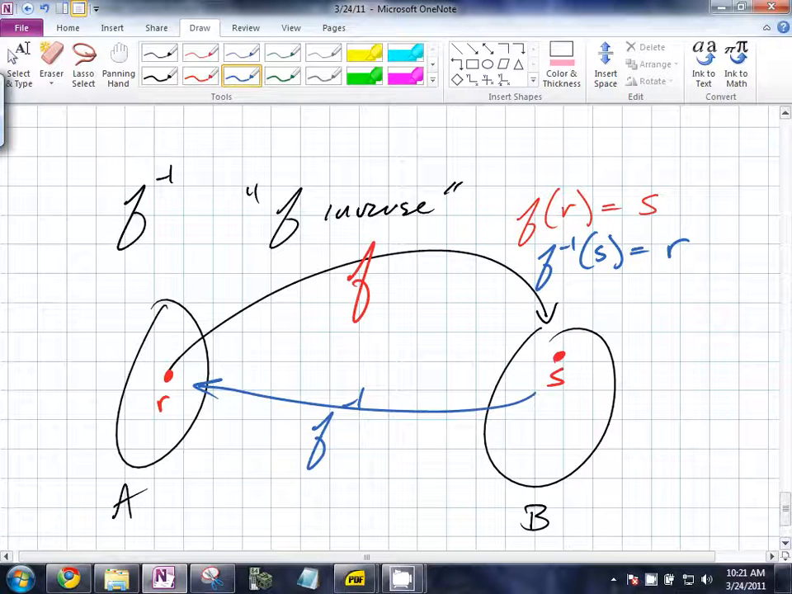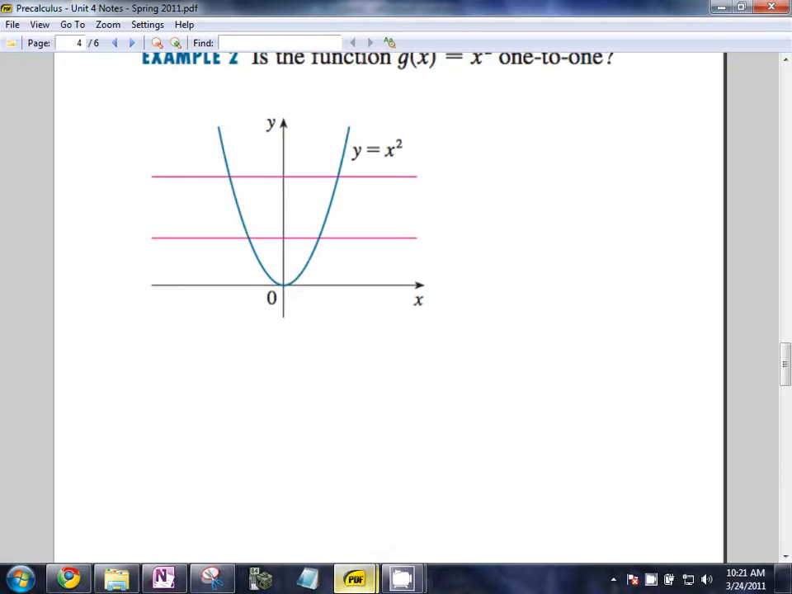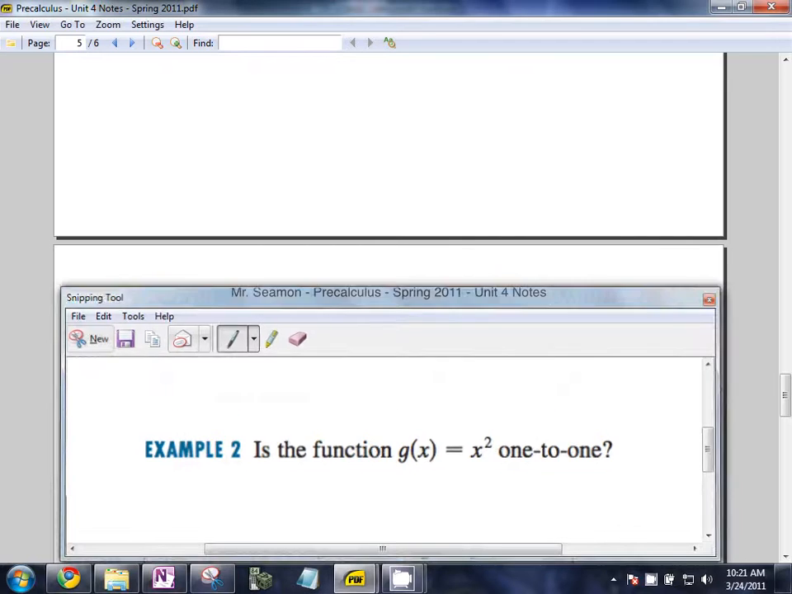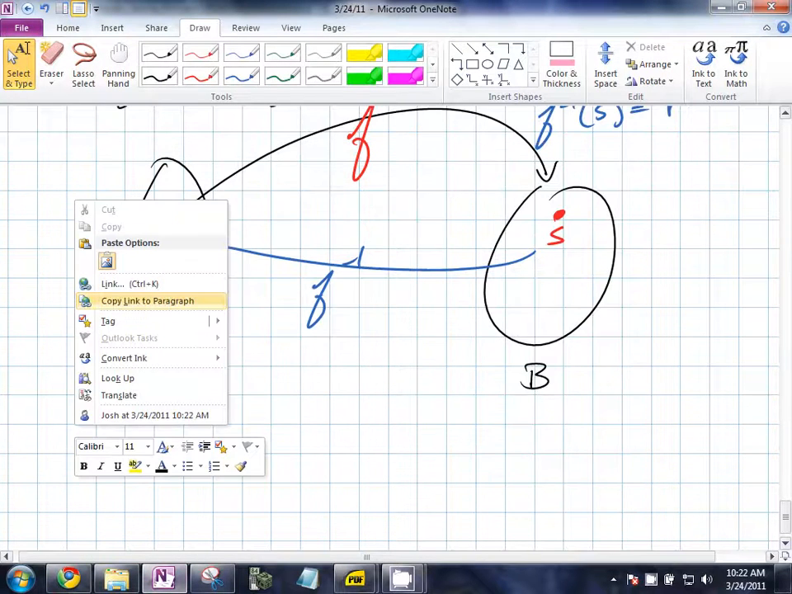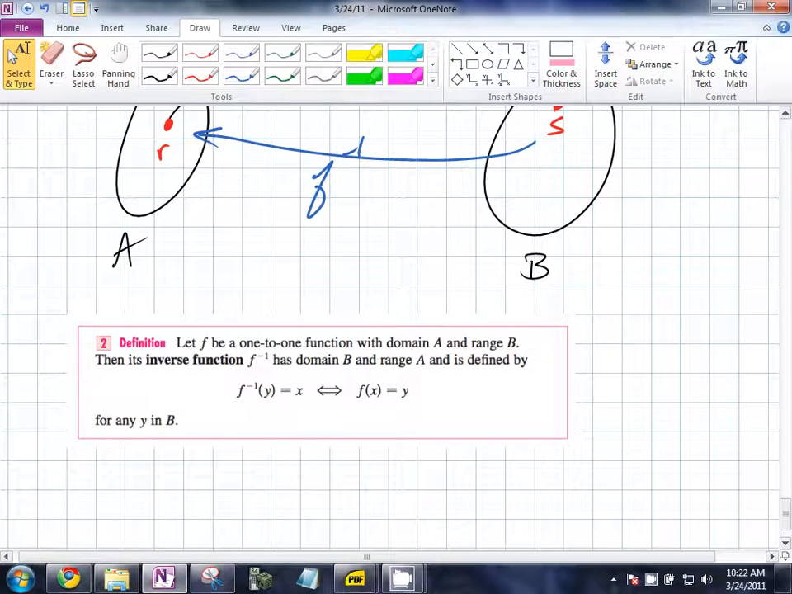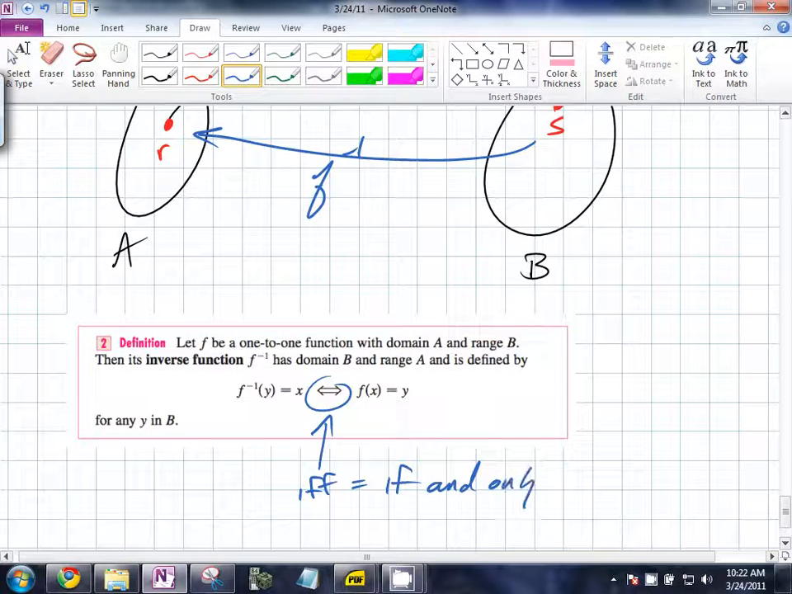What does this look like written out properly? Looks like this. Let f be a 1-to-1 function with domain A and range B. Then its inverse function f to the negative 1, I'm going to say that out loud, but that's not how you're supposed to say it, has domain B and range A and is defined by f inverse of y is equal to x. Does anybody know what that symbol means right here? Yeah, it means IFF, which is the same thing as if and only if. Both of these things have to be true here, meaning f inverse of y equals x if and only if f of x equals y for any y in B.